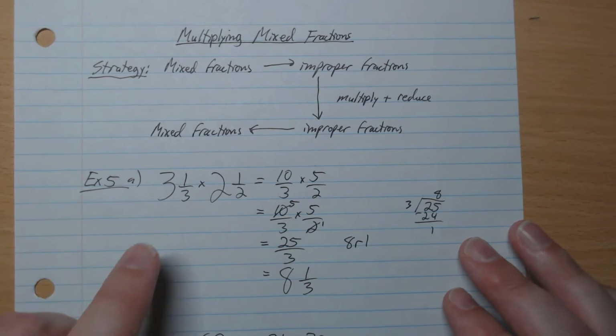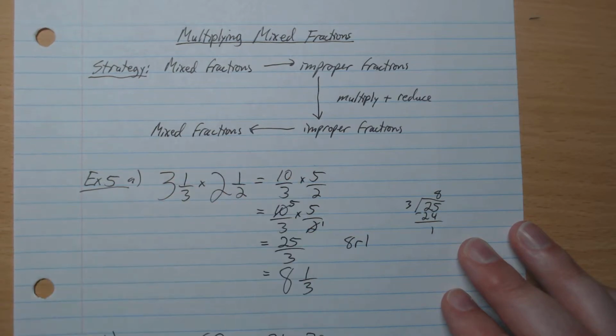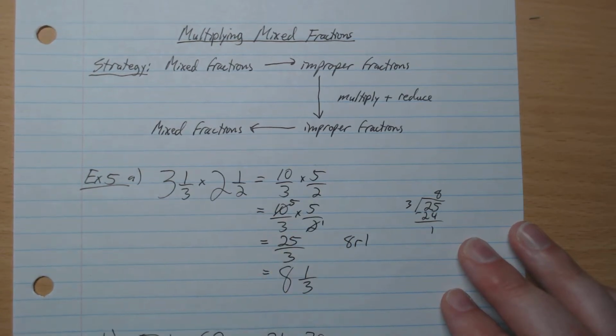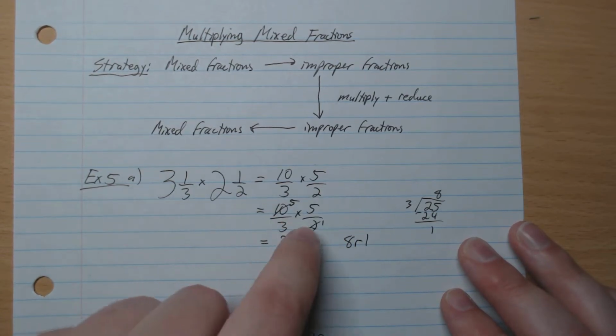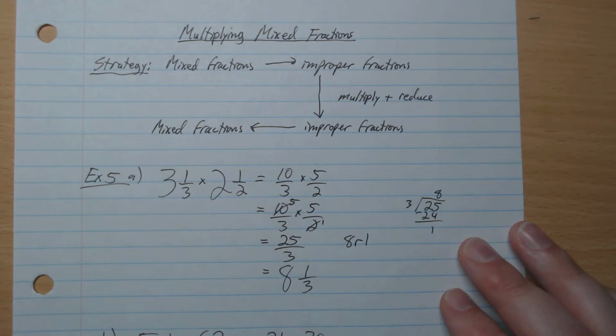Example A, 3 and 1/3 times 2 and 1/2. So 3 times 3, 9, plus 1, 10, so 10/3. 2 times 2, 4, plus 1, 5, so 5/2, like that. We can cancel as we go, as we saw in the previous lesson. So 2 is in common, bang, bang. What's left is 5 and 1. So 5 and 5, 25. 3 and 1, 3. So 25 over 3 is our reduced improper fraction.